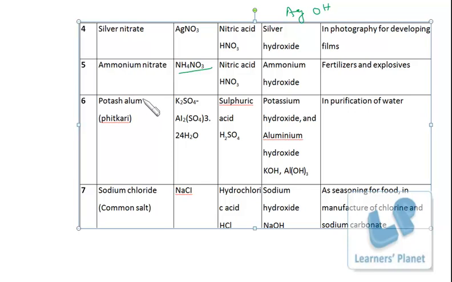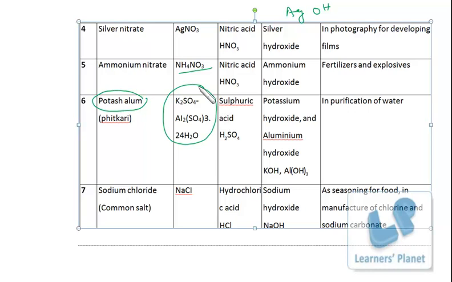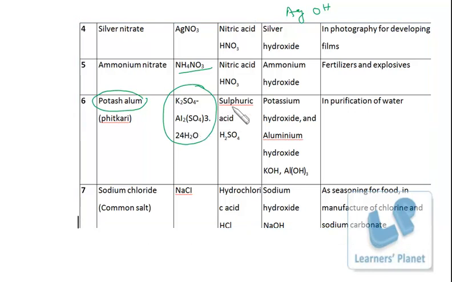Similarly, we have potash alum, that is Fitkari. In our day-to-day life, we use this term Fitkari, that is used in purification of water, right? If you put a small amount of Fitkari in a pot of water, then gradually the dust particles or impurities will settle down, and from the top you can collect the pure water, right? So this is Fitkari, that is potash alum, the formula is this. So just learn it. It is produced when sulfuric acid reacts with potassium hydroxide and aluminium hydroxide.